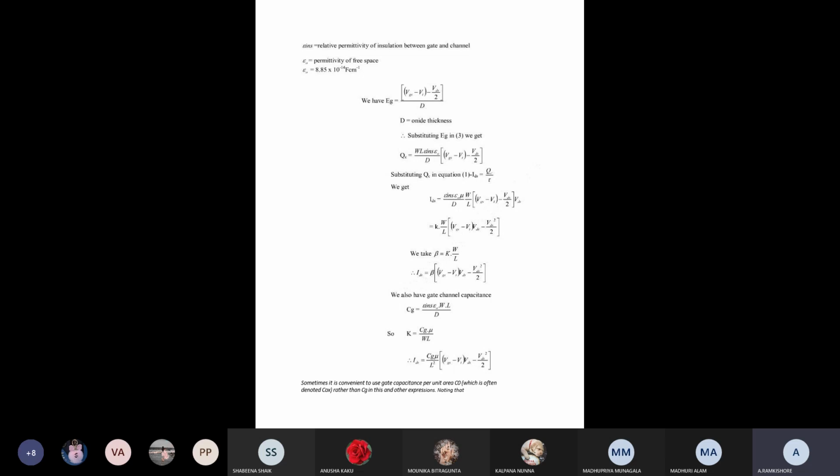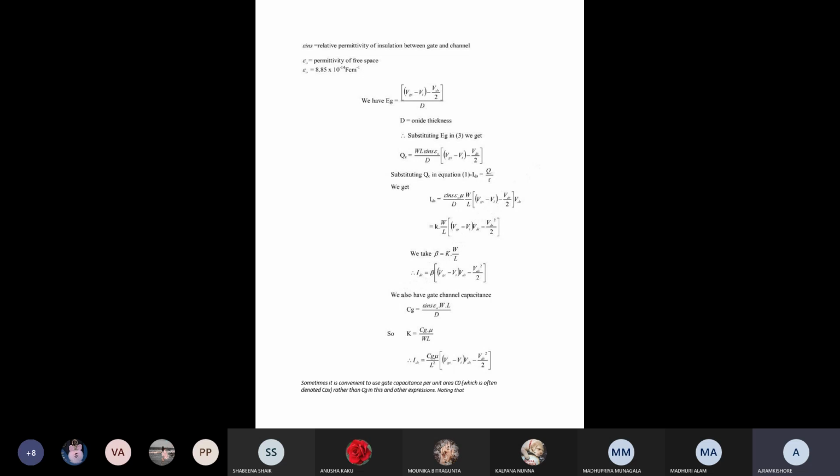In equation 1, that is IDS is equal to QC by tau. In this QC, the VG is expressed in terms of this EZ in equation 3. So we get the QC equation. We know that QC is equal to (VGS minus VT minus VDS by 2) by D and W into L epsilon naught epsilon ins. So we have to substitute this EZ value in the QC equation.